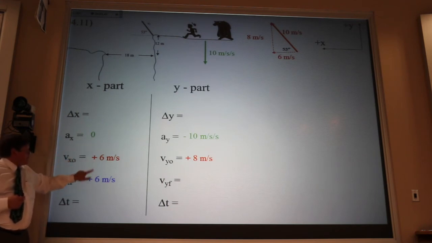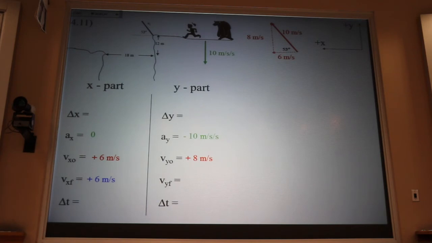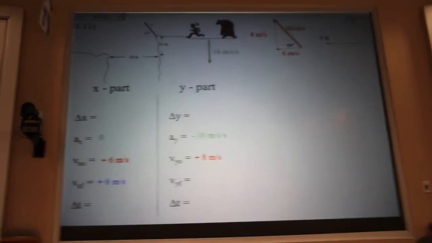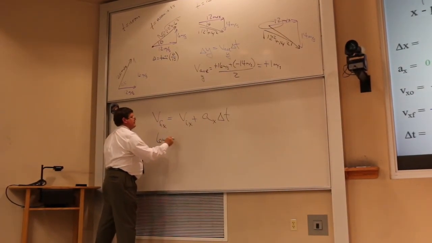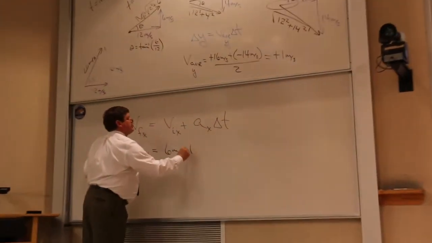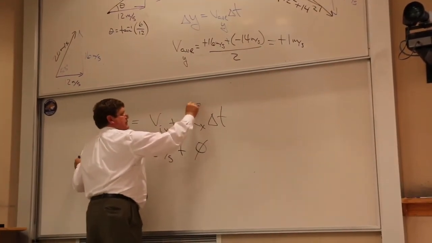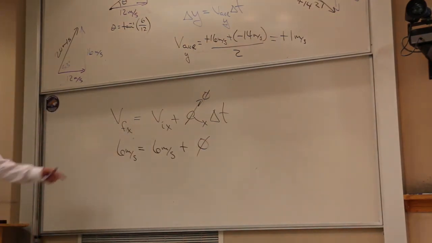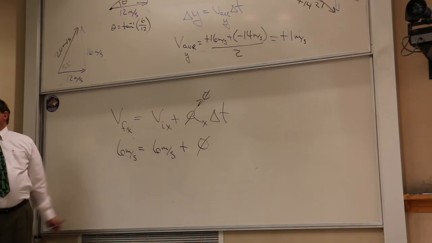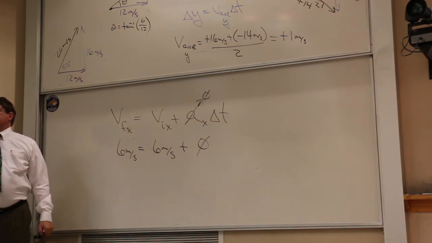So if I try to use these three pieces of information to find the time, I'd do it like this. V final x is equal to V initial x plus a_x delta t. What that tells me is that 6 meters per second is equal to 6 meters per second plus 0. Because that's 0, I don't get to solve for delta t. And it didn't give me very interesting information. I knew that 6 was 6. I've known that for a while.